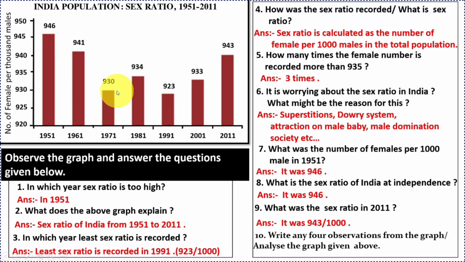Write any 4 observations from the graph or analyze the graph given above. Here it is very clear that you can write any 4 or 5 points, or very simply: this graph shows India's population sex ratio from 1951 to 2011. India's sex ratio was a little high in 1951 and it was very low in 1991. By 2011, it was 943. Sex ratio means the number of females per 1000 males. So you observe this from the graph. This is your analysis.